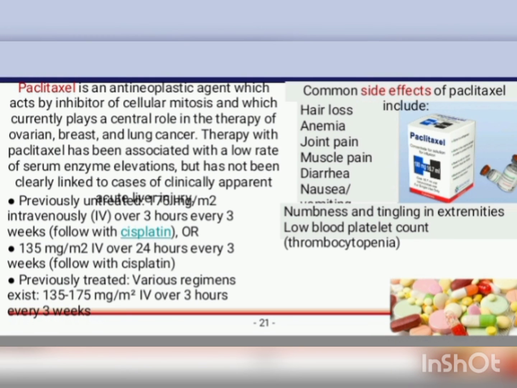Common side effects of paclitaxel include hair loss, anemia, joint pain, muscle pains, diarrhea, nausea and vomiting, numbness and tingling in extremities, low blood platelet count, and thrombocytopenia.